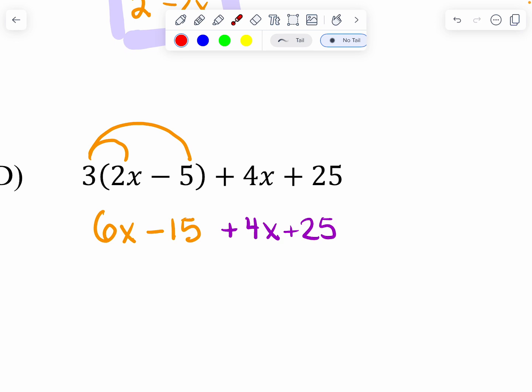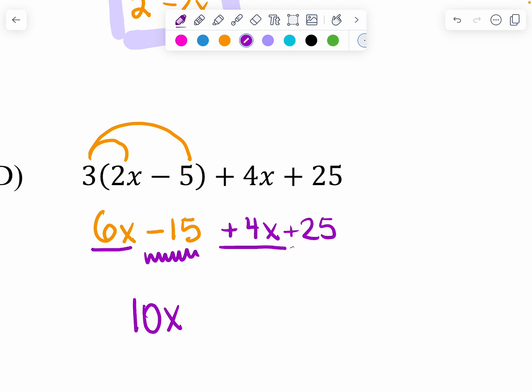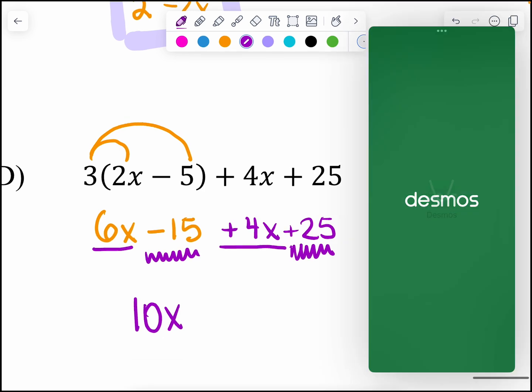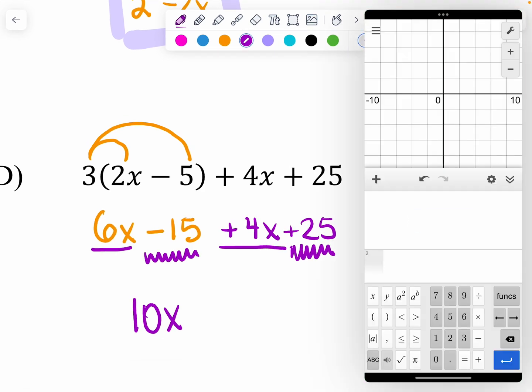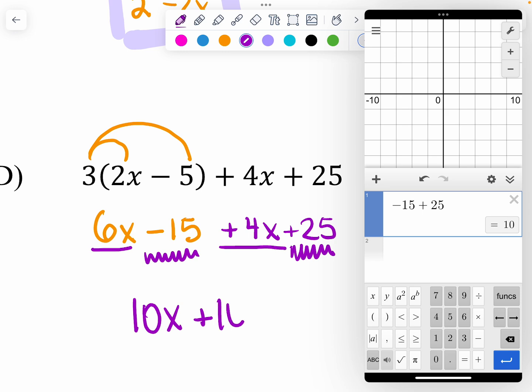And now we're looking for things that we can do if anything is combinable, which they are. 6X and 4X, that together makes 10 X's. And then the minus 15 and the plus 25. You're like, I don't know what that is. Not a problem. That's where a calculator can help you out. But we're typing in as is. So negative 15 plus the 25 is a positive 10. So I'll write that plus 10.